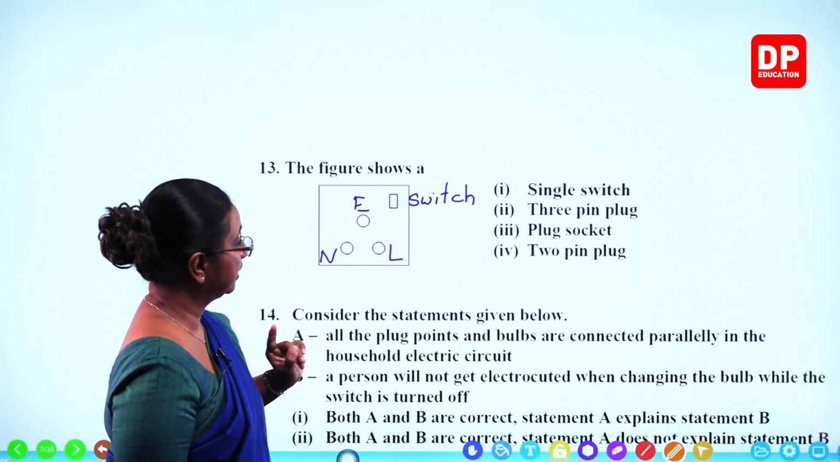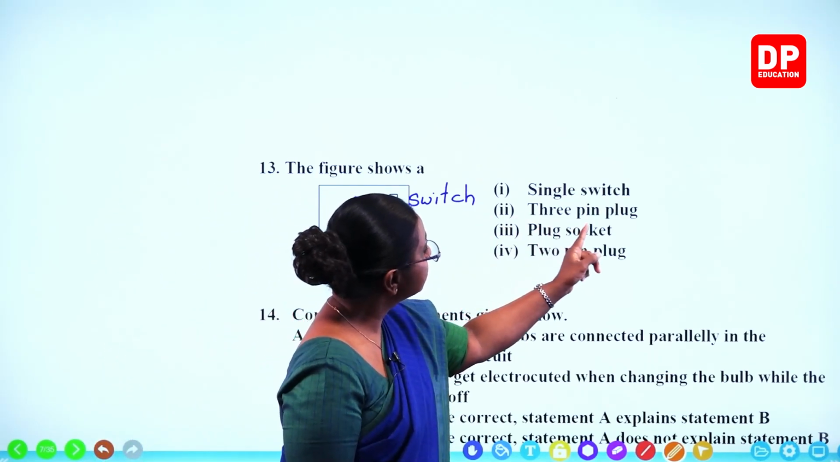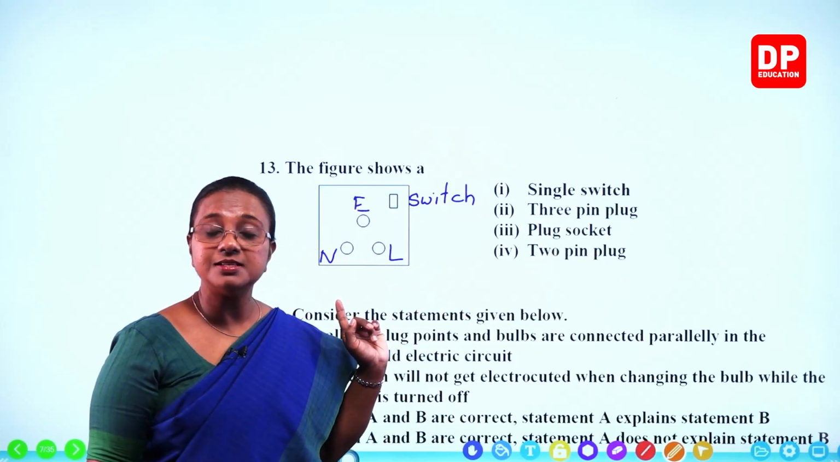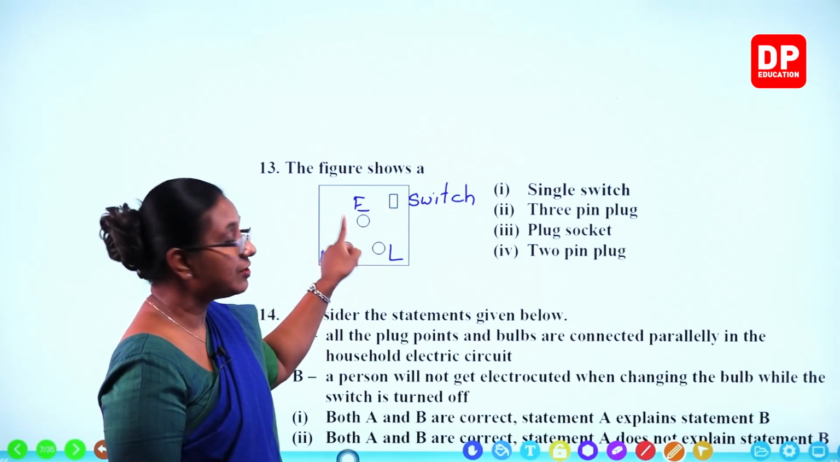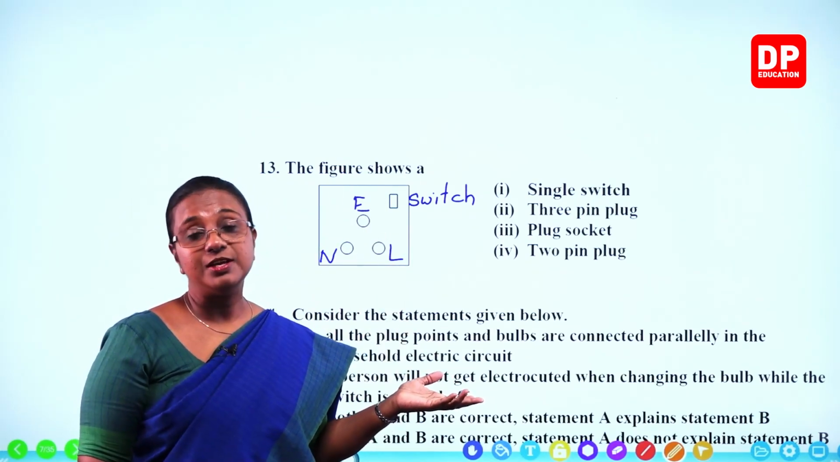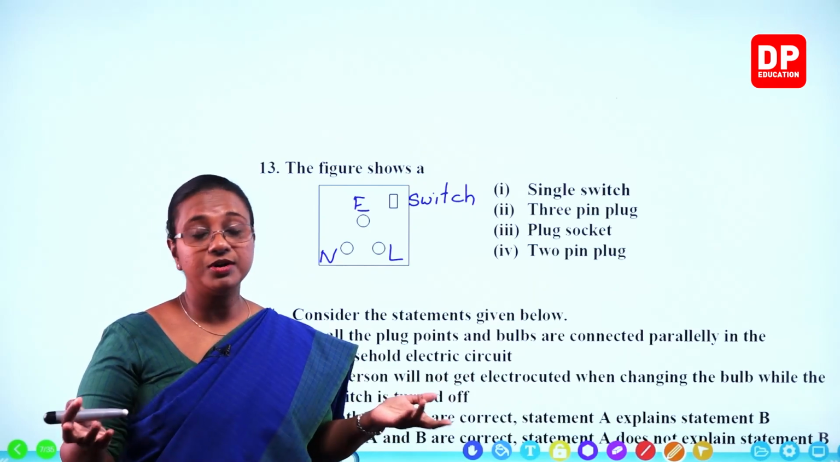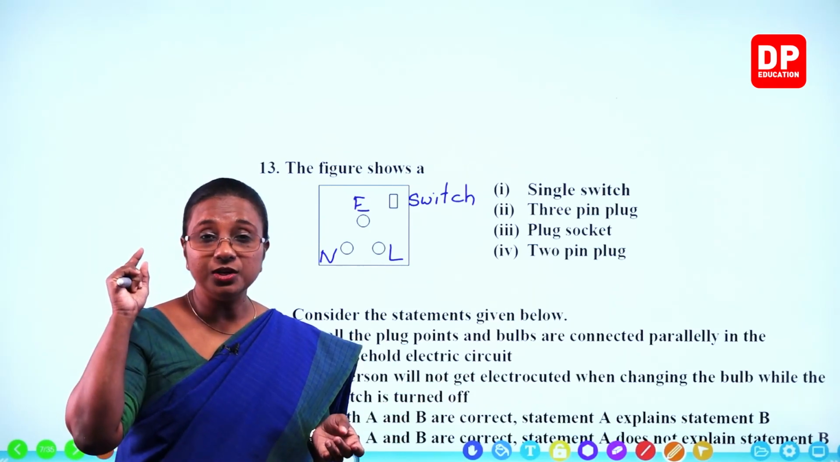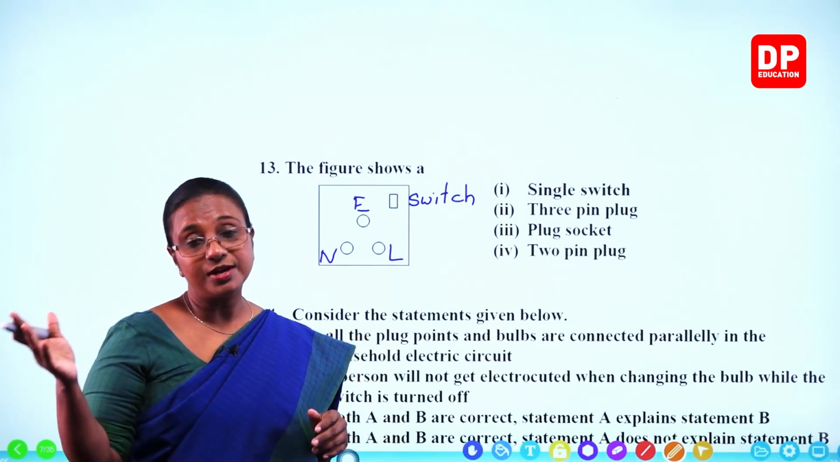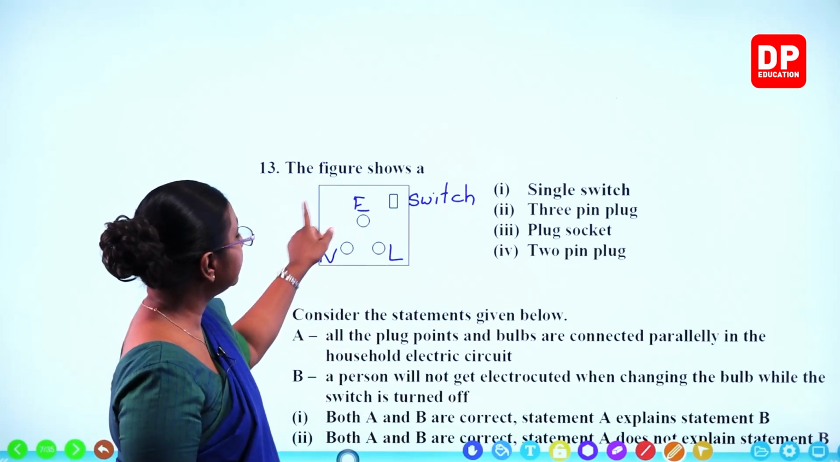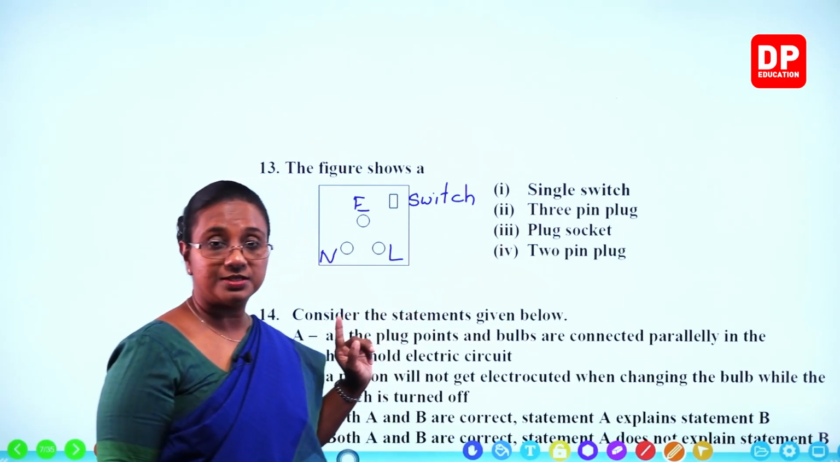The figure shows, the first answer, a single switch. Is it a single switch? No. If it was a single switch, you will only have a switch. And you all know normally we use that to operate either bulbs or different devices where you need to just switch on the device. That's it. But normally for a light bulb. But here this is not a single switch.